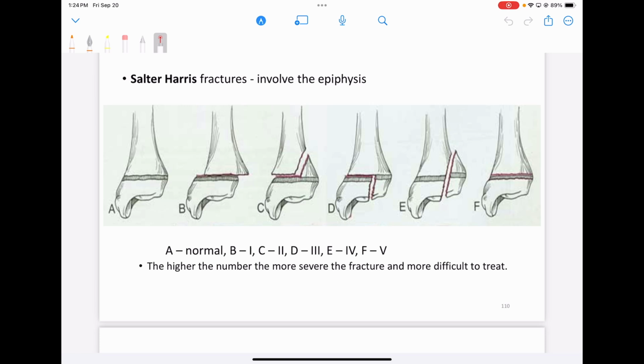So you don't need to know this for your exam. You do need to know it in ortho when it's brought back up again. My purpose is to tell you, you have to be careful for that epiphyseal plate. And the more severe these Salter-Harris fractures are, the more involvement you get of that epiphyseal plate, causing growth problems later on.